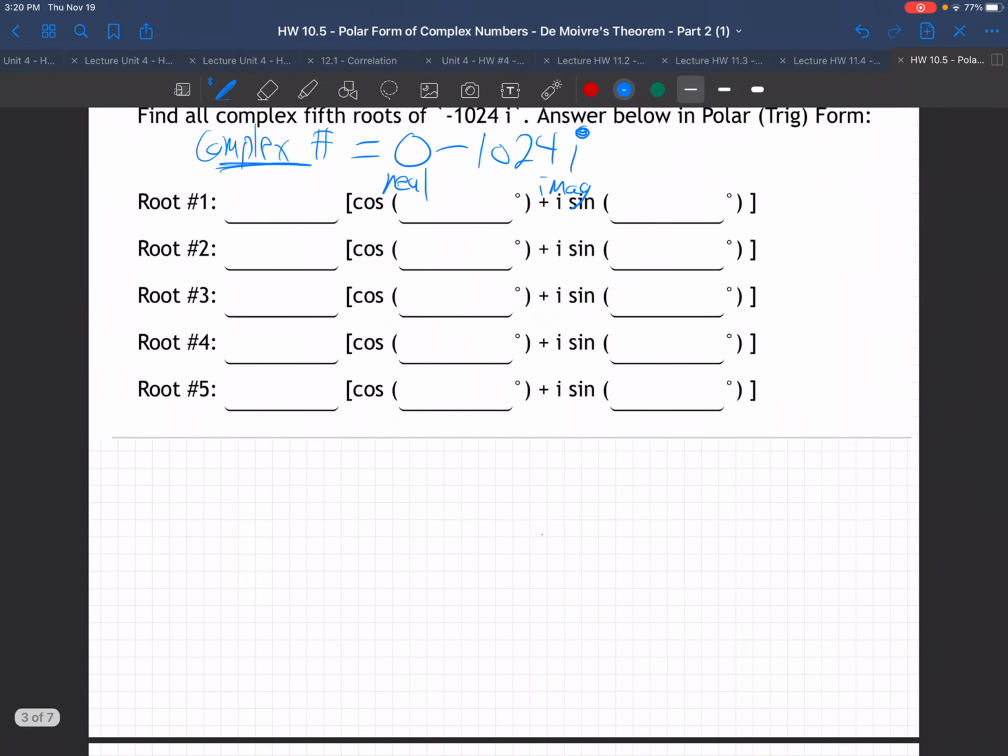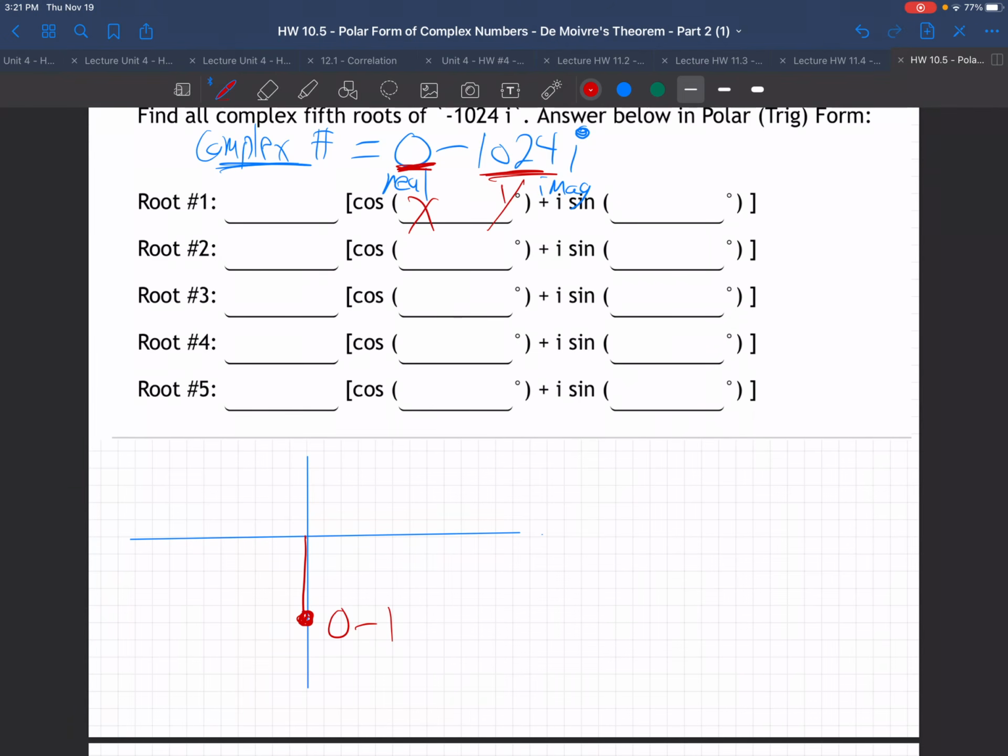Now, step 1 is you're supposed to graph it. So let's do it. Come down here, and I'm going to graph it on the complex plane. So how do I graph it? Well, the real part is the x, and this is the y. So you can't forget this real part. So over 0, down 1024. It goes straight down, doesn't it?